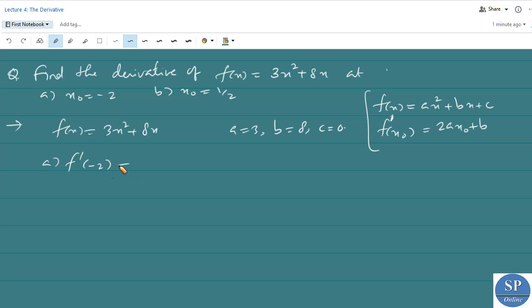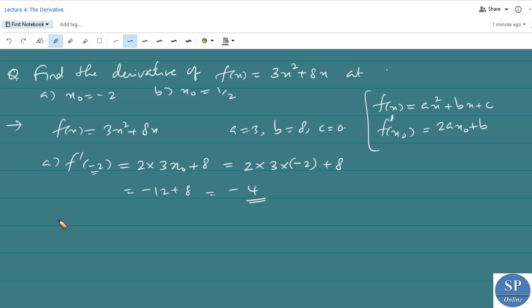So first we need to find f dash at the point x naught, that is minus 2. That is f dash of minus 2 is equal to, we have 2a x naught, that is 2 into 3 into x naught plus 8 will be f dash of x naught. So replacing x naught by minus 2, we have 2 into 3 into minus 2 plus 8. So this is equal to minus 12 plus 8, that is equal to minus 4.